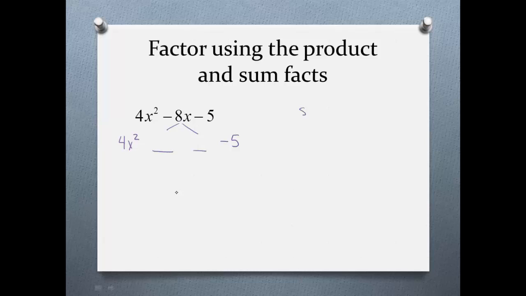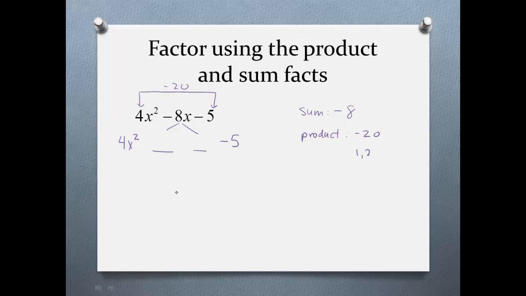And I know that when I do that, they have to add up to that original negative 8x, or just the negative 8, I guess I can write down. I'll just put the x in the terms there. And that the product of the coefficients that I end up with has to be the same as 4 times negative 5, which is negative 20. So I'm looking for 2 numbers that add to negative 8 and multiply together to give me negative 20.